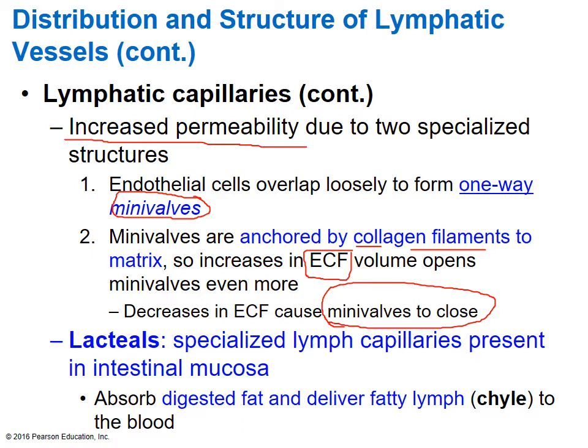Now, lymphatic fluid tends to be a clear color, with the exception that when it goes into the intestinal area, those lymph vessels are called lacteals, and these are going to be specialized because they're going to help you with your digestion of fats, as well as the ability to deliver fatty lymph into the blood. And because of this special function, the lymph in the lacteals is actually more of a yellowish color. That's just because of its interaction with the fat molecules.